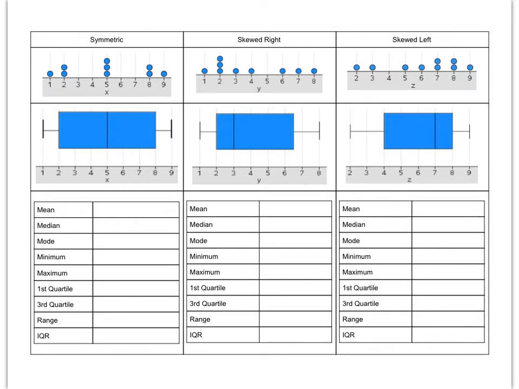It's symmetric. In fact, this one is perfectly symmetric. That means that the left side is exactly the same as the right side. We don't need our data to be perfectly symmetric in order to say that it's symmetric. It just needs to be pretty close. However, this one's perfect. So let's see what we can see about this data from just looking at our box plot and our dot plot.